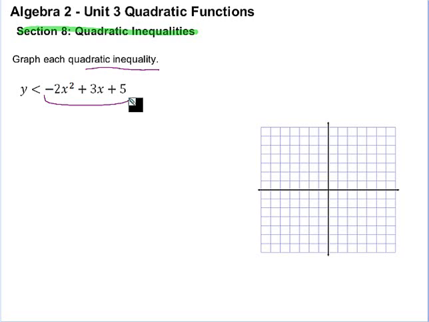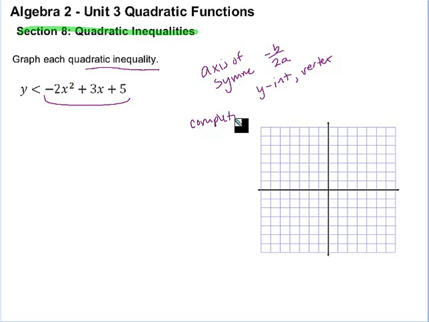So we have a lot of different ways that we can graph our quadratics. We looked at finding the axis of symmetry, which was negative b over 2a, and then graphing it from there with the axis of symmetry, the y-intercept, and finding the vertex. And then we also found the graph by completing the square. And then once we have completed the square, we have our vertex, and we also know the way we're changing with our a value. So I'm going to complete the square here.